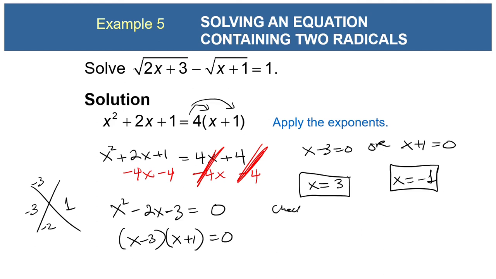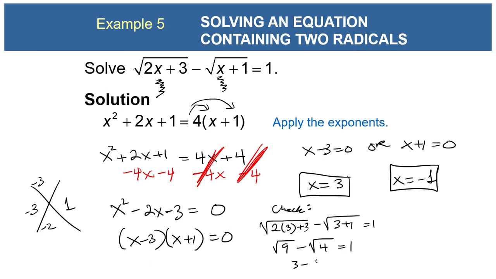So I'm going to check this individually. Let's check the 3 first. We'll plug in the 3 for the x. The square root of 2 times 3 plus 3, minus the square root of 3 plus 1. Is that equal to 1? 2 times 3 is 6 plus 3, that's 9. Square root of 9 minus the square root of 4, is that equal to 1? Yes, it is. So this is a good solution.